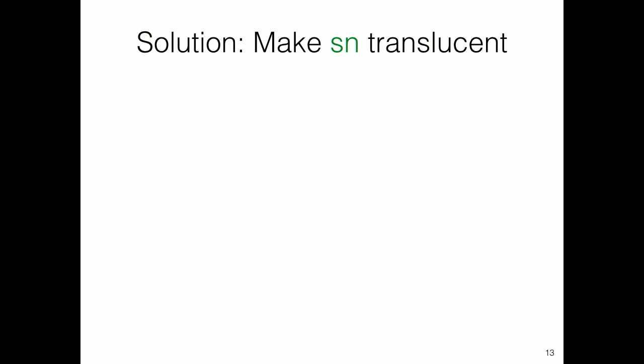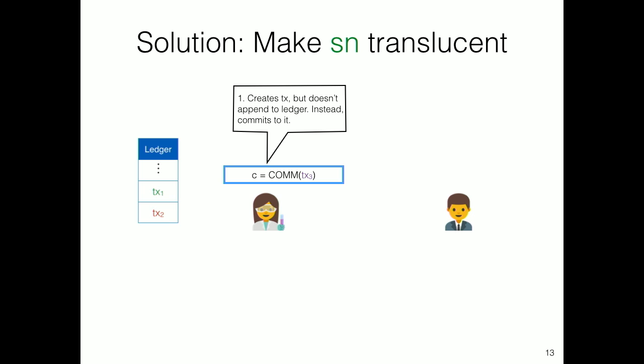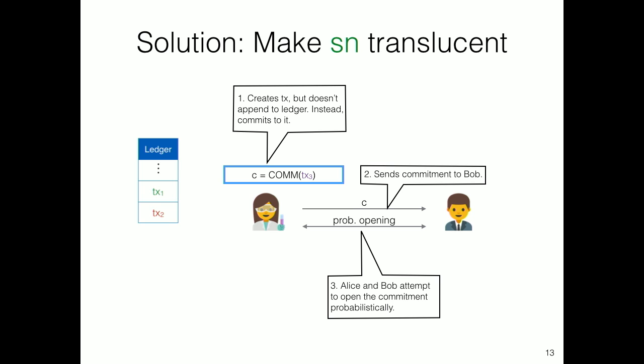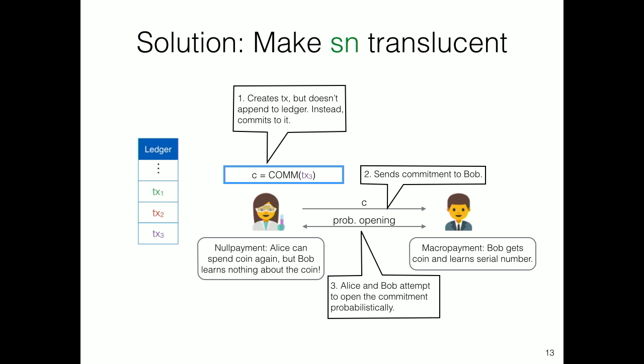So our solution is to make the serial number translucent. What we do is, instead of putting the escrow transaction on the ledger, Alice commits to it and sends over the commitment to Bob. And then they try to open it probabilistically. So when a null payment happens, Alice can spend the coin again, but Bob learns absolutely nothing about the serial number. If a micropayment happens, then he learns it as he did before and can post a transaction to the ledger.